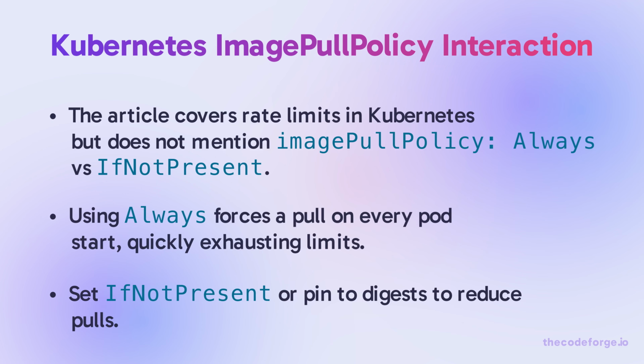The article covers rate limits in Kubernetes but does not mention imagePullPolicy, Always versus IfNotPresent. Using Always forces a pull on every pod start, quickly exhausting limits. Set IfNotPresent or pin to digests to reduce pulls.